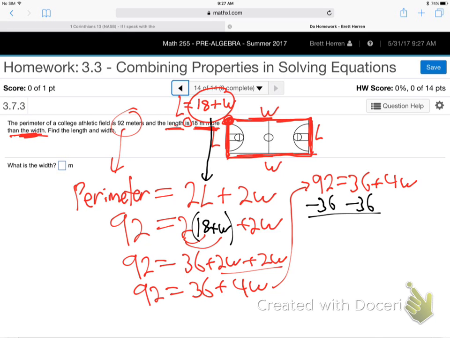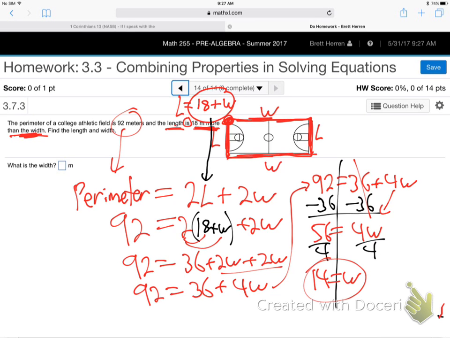And coming up here, now here's the wall. W is saying, I want to be alone. So subtract the 36. And what is it? 56, thank you. These are gone. Bring down the 4W. Last step to get W alone. Divide by 4. Is that 14? The width must be 14.